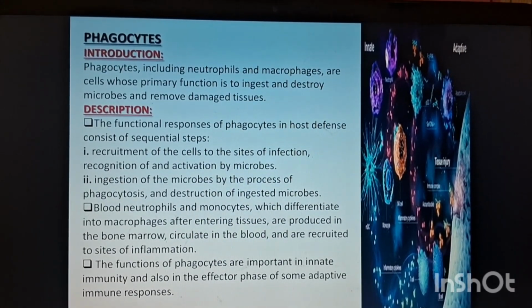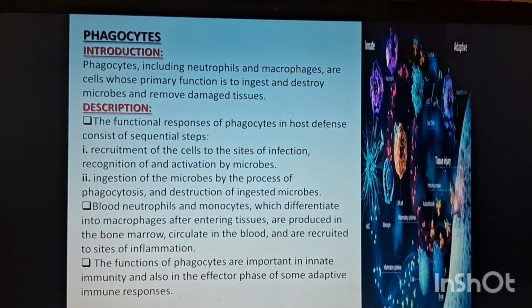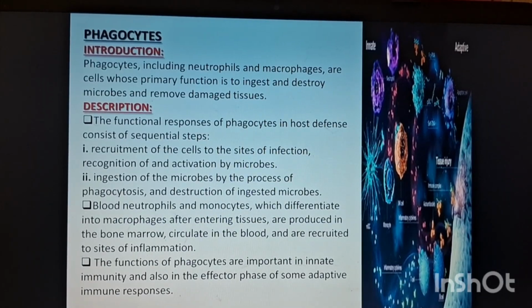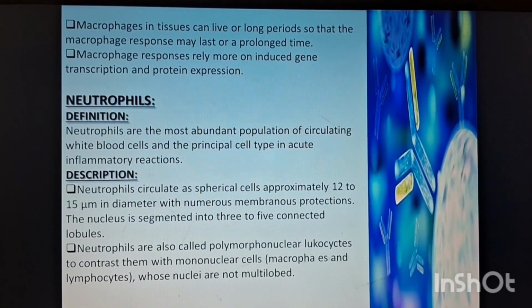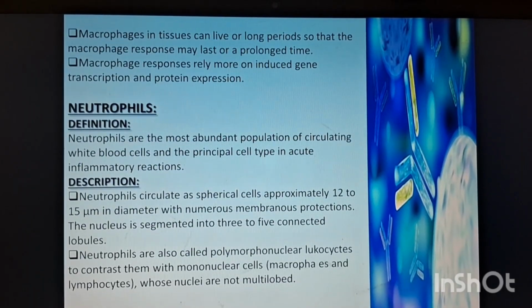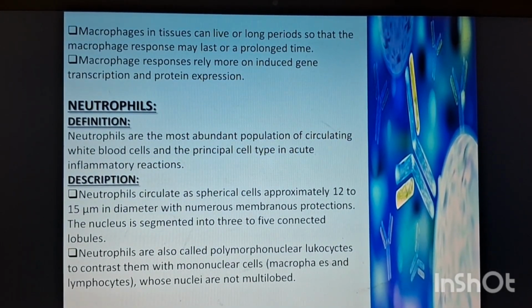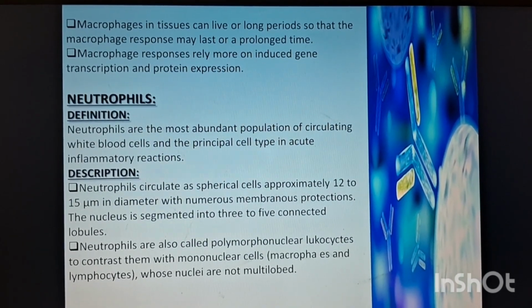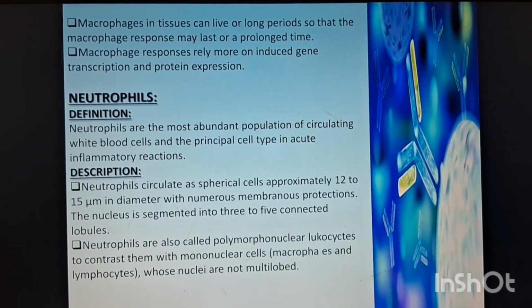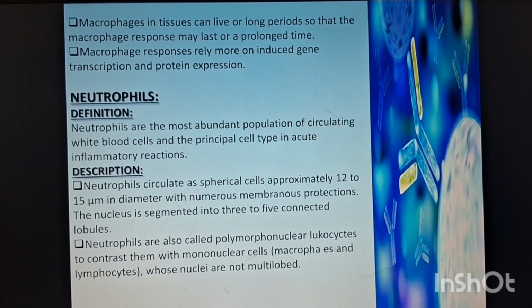Next, the functions of the phagocytes are important in innate immunity and also in the effector phase of some adaptive immune responses. Macrophages in tissue can live for long periods, so that macrophage responses may last for a prolonged time. Macrophage responses rely more on gene transcription and protein expression.